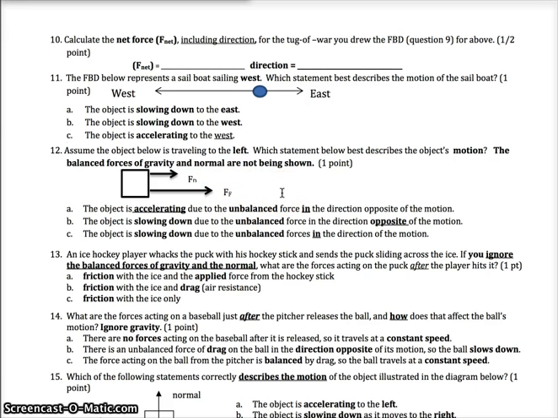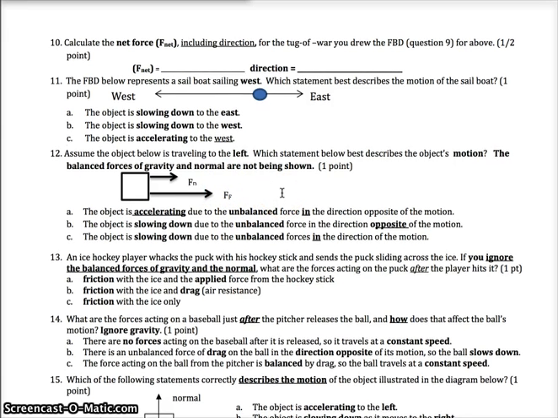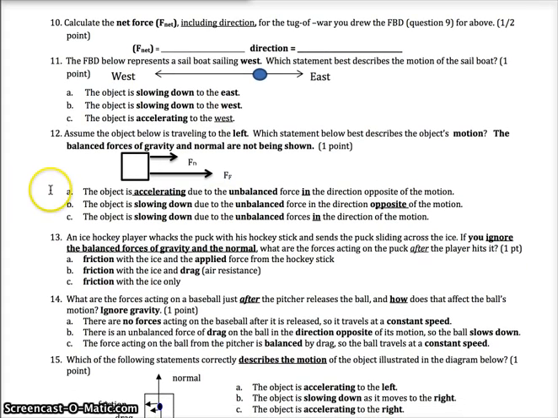So what best statement below describes the object's motion? Is it A, the object is accelerating due to the unbalanced force in the direction opposite of motion? B, the object is slowing down due to the unbalanced force in the direction opposite of the motion? Or C, the object is slowing down due to the unbalanced forces in the direction of the motion?